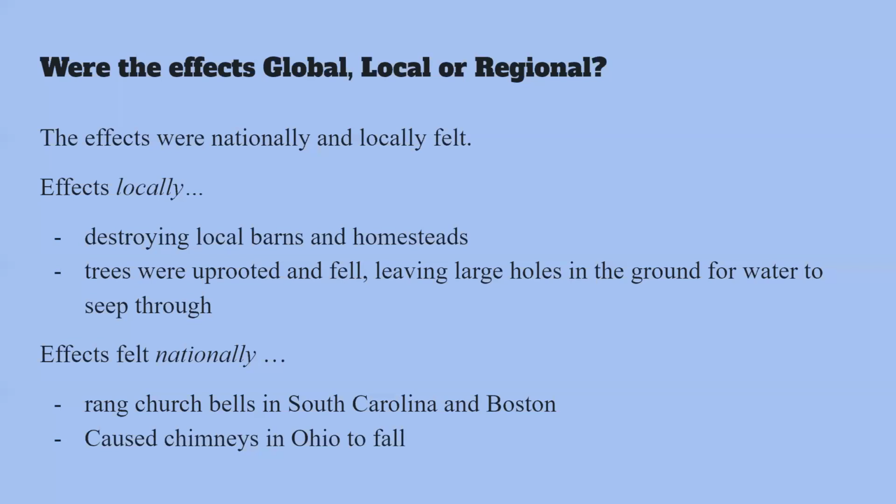The effects of the earthquakes were not felt globally, but felt very nationally. They were felt all over the country, including a little upwards towards Canada. The local effects were destroying local farms and homesteads. And as I said previously, the trees were uprooted and they fell, creating large holes in the ground for the water to come into, which created the sand blows. That's the high pressure, and that's what caused large eruptions. Effects felt nationally were church bells ringing in South Carolina and Boston, and chimneys falling in Ohio.